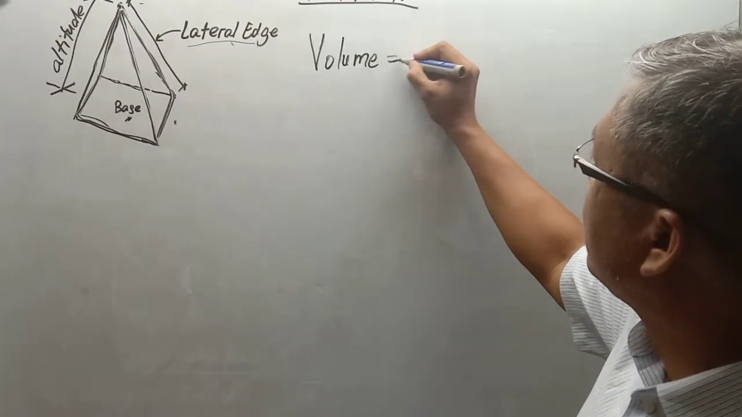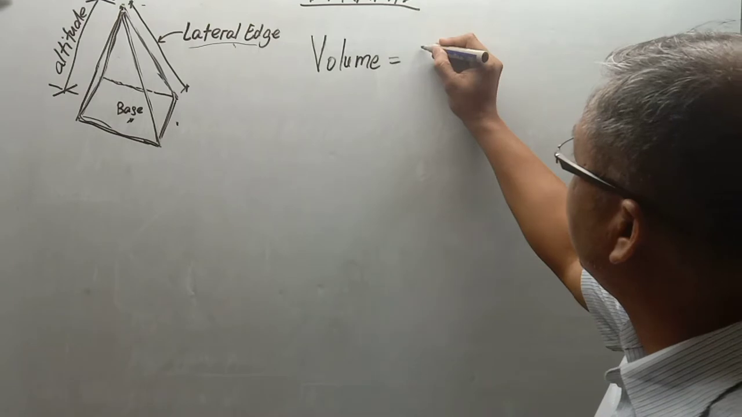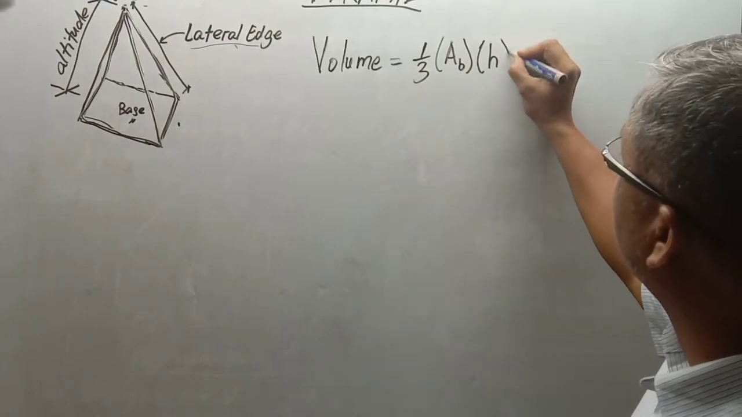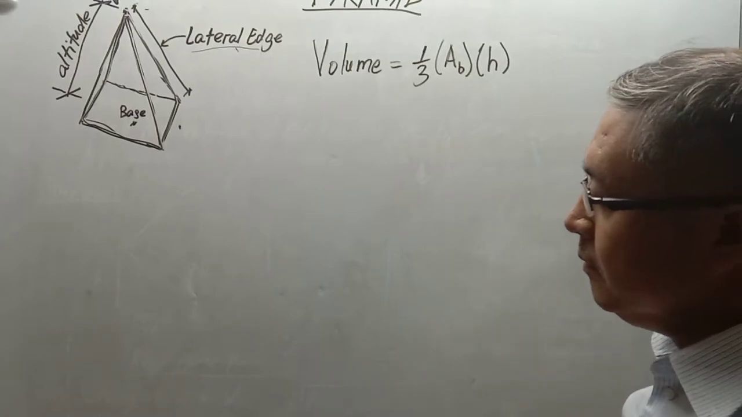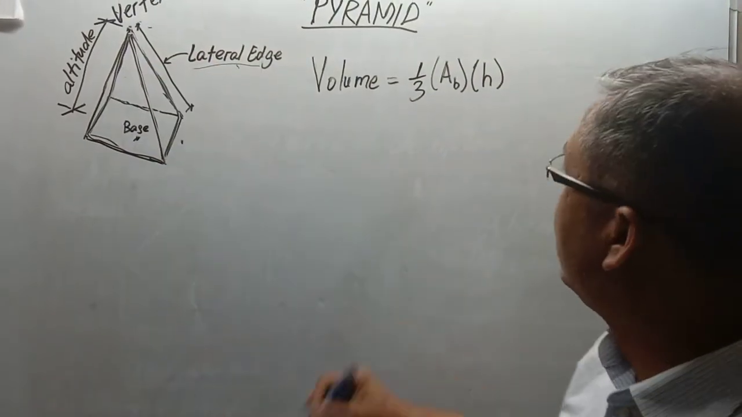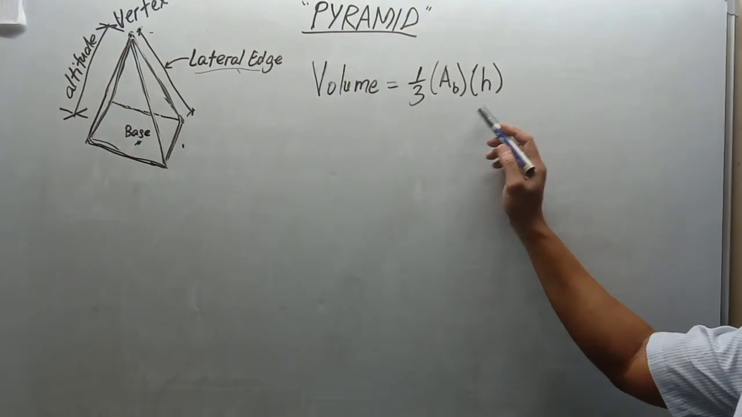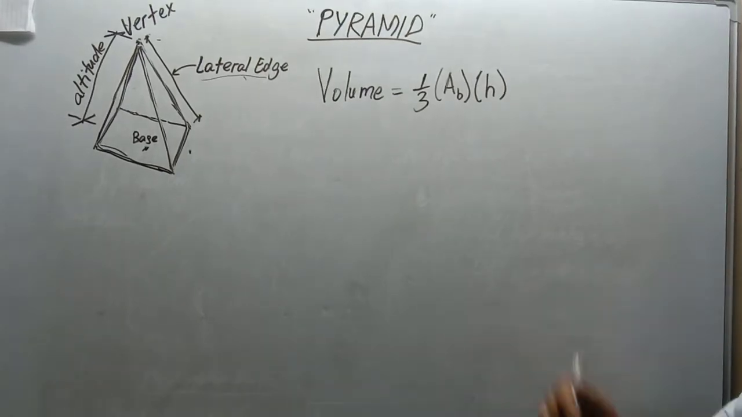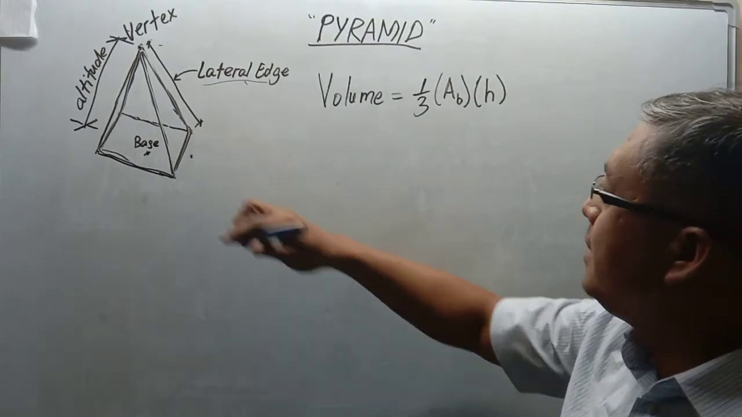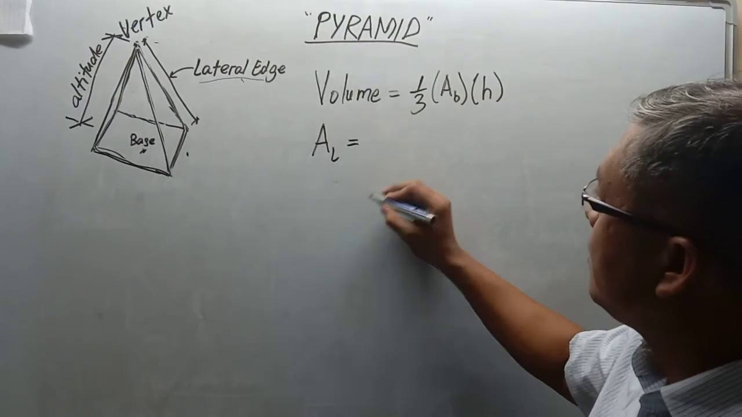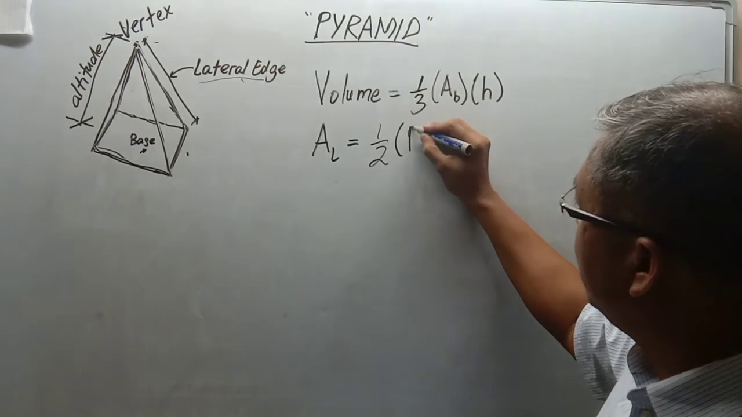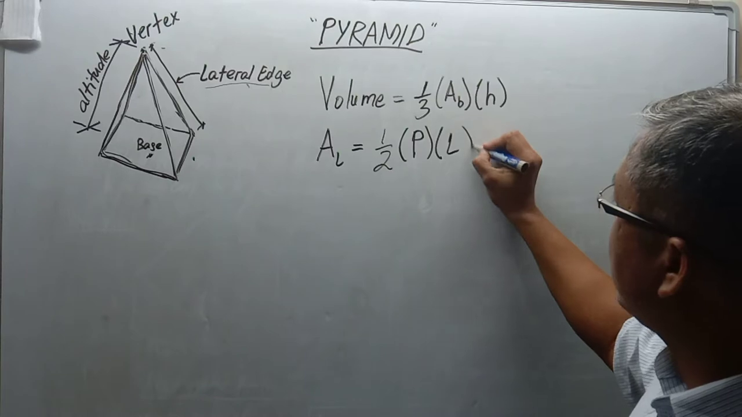Volume of pyramid is equal to 1/3 times the area of the base times the vertical height. So the product between the area of the base times the vertical height, divided by 3. And the second objective is how to solve the surface area or the lateral area of a pyramid. So the lateral area of a pyramid is equal to 1/2 times the product of the perimeter of the base times the slant height.